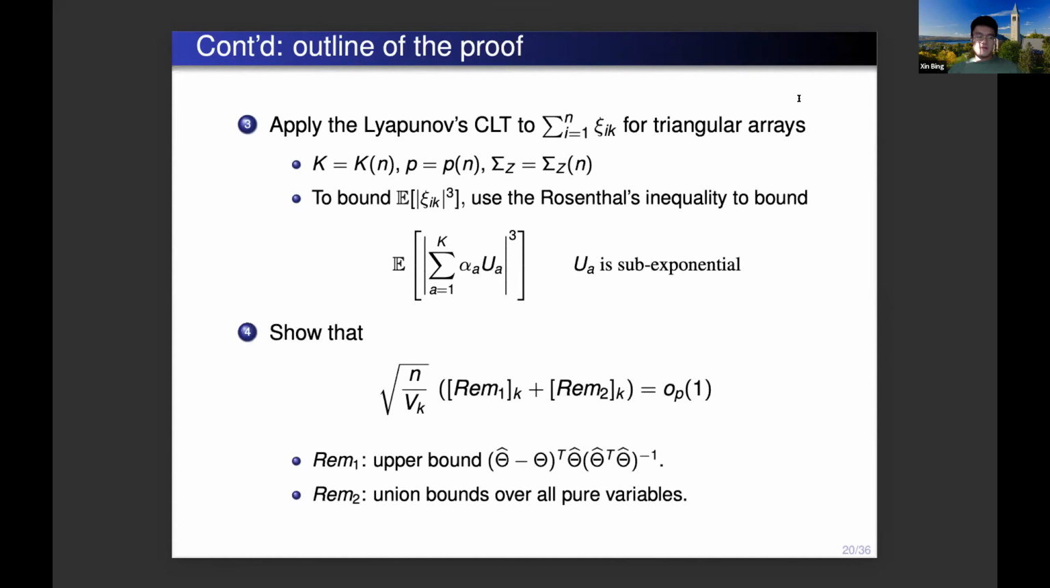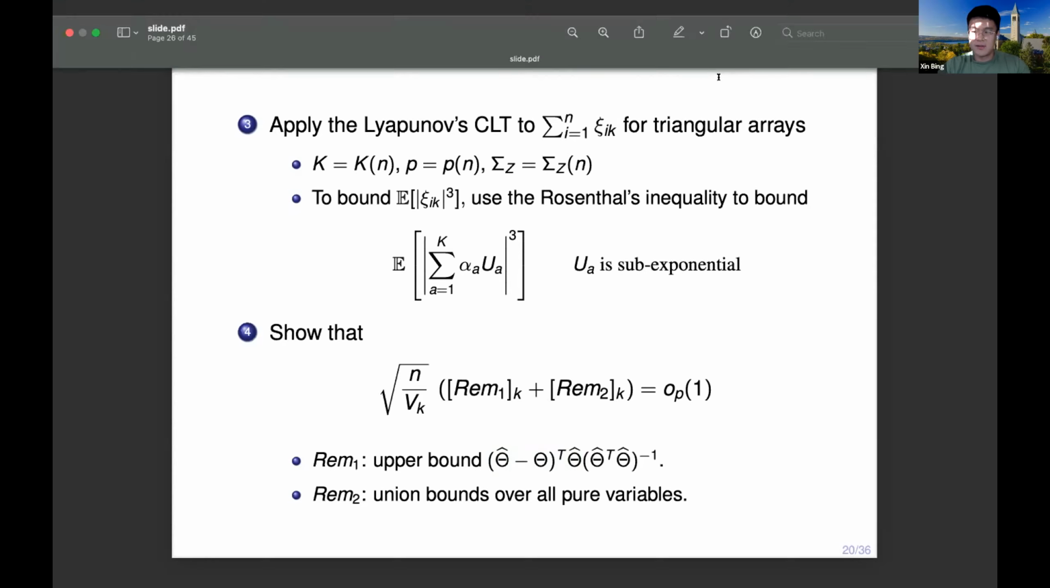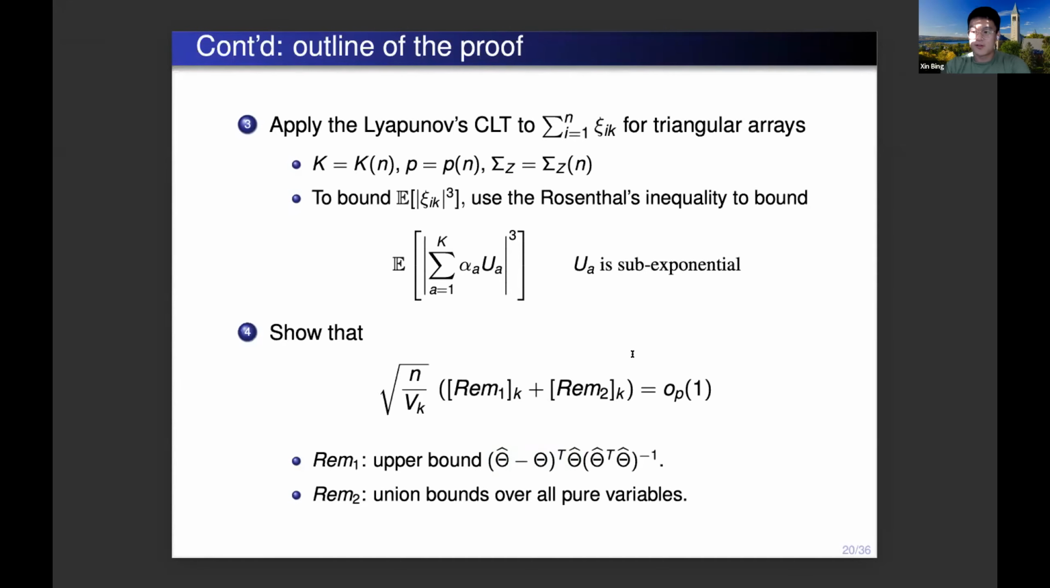The final step is to show that all those remainder terms are ignorable compared to the asymptotic variance. And this part is also quite complicated due to some technical issues. For instance, you need to establish the existence of these matrices, and also you need to provide some union bounds over all those random terms. And this concludes the proof.